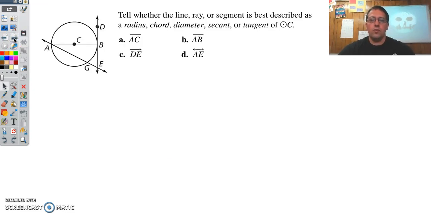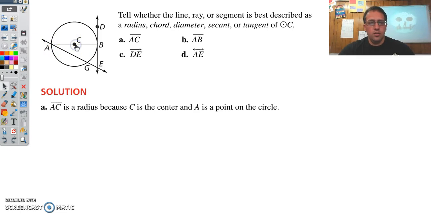So what we want to do is tell whether the line, ray, or segment is described as a radius, a chord, a diameter, a secant, or a tangent of circle C. And this symbol right here is the abbreviation for circle C. Make sure you put the point in the middle. You have to have the center in that symbol there, otherwise it just looks like an O next to a C, which is different. Okay, so we're looking at segment AC.